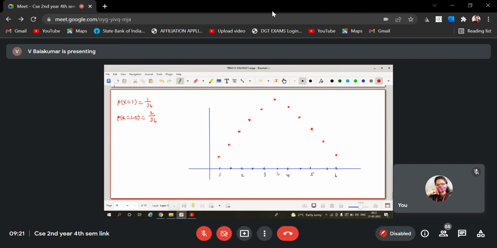This 3.5 occurs at the peak. Suppose I need 3.5, then the total must be 7. For total 7, it is 1,6, 2,5, 3,4, again 4,3, 5,2, 6,1. So out of 36, 6 possibilities give X equal to 3.5. So we get 6 by 36 there, then 5 by 36. You see, this looks like a normal curve. 4 by 36, 2 by 36, 1 by 36.